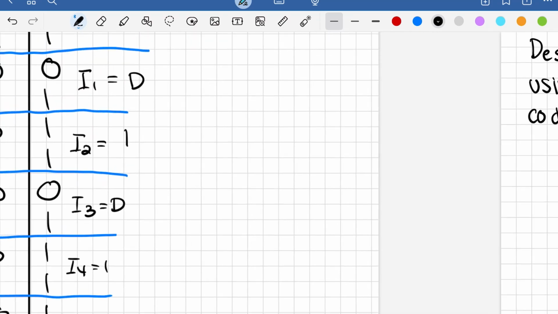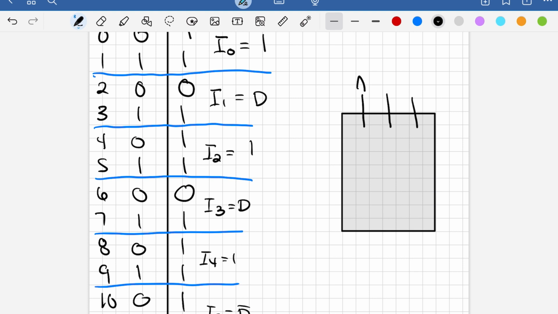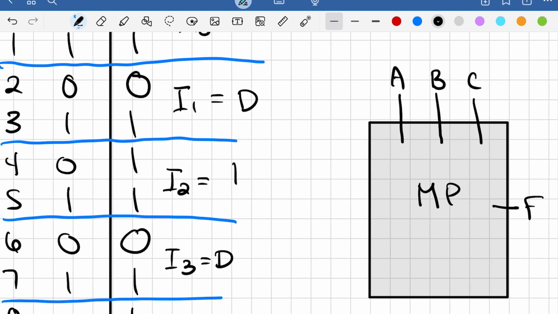Now over here, I'm going to draw my multiplexer. Move it a little bit further to the side so we have a little bit more room than we did last time. I'll draw it here. I have my inputs. So I have A, B, C. My output of X. I'm just going to call this multiplexer. This is our S0, S1, S2.